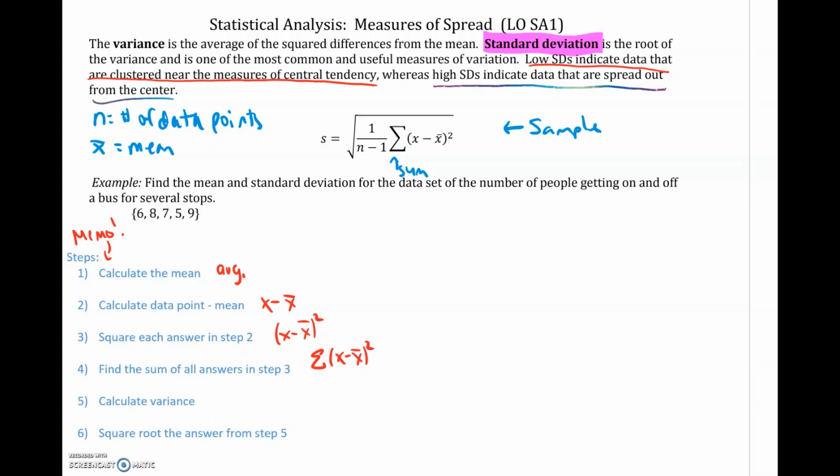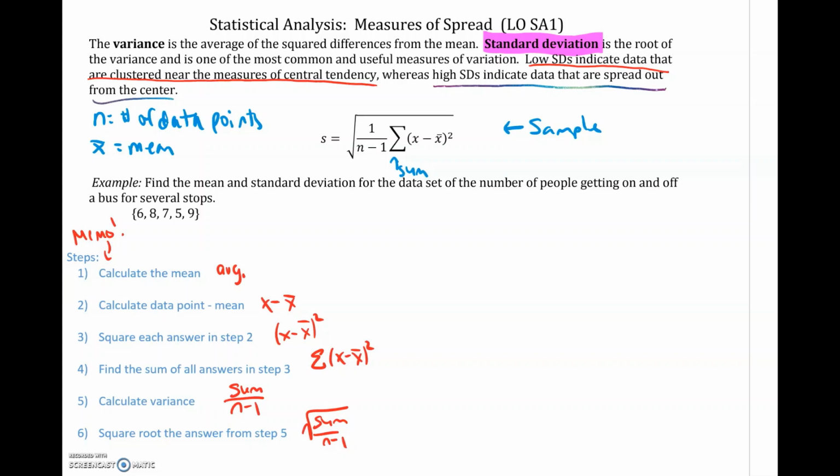Calculate the variance. Variance is just that sum that we did in step 4, right? The sum from step 4 divided by your n minus 1. That's your variance. And then we're just going to square root that to get our answer. So what might help is to create a little table to at least do the first 3 steps. So that way it's all pretty clear what you're doing. And then we can calculate the sum and all that. So here's how I would make my table.